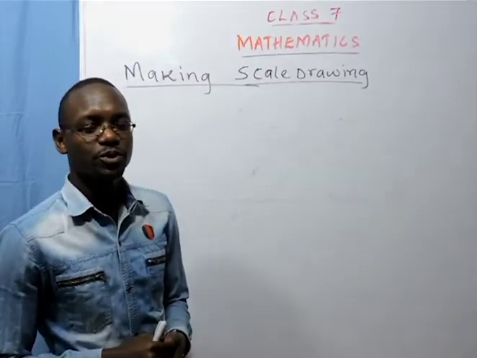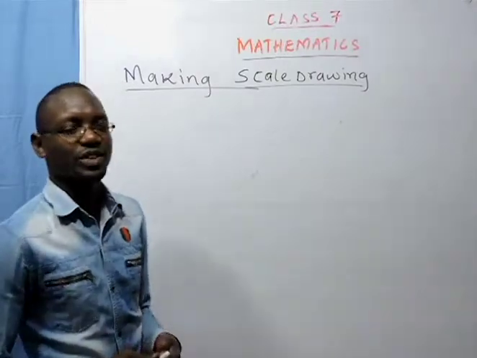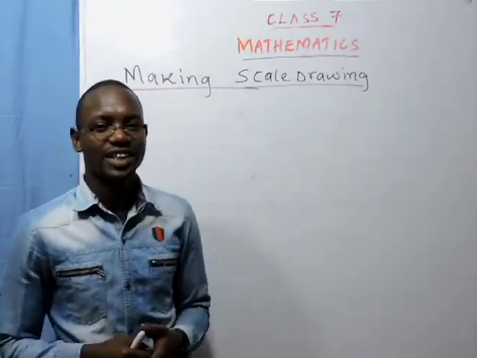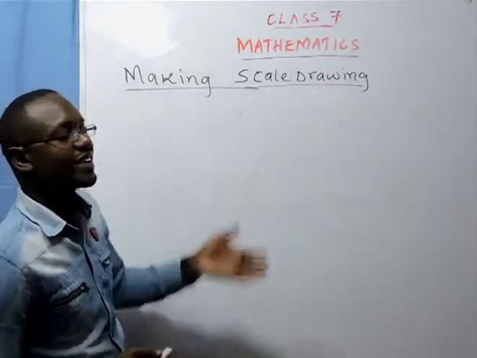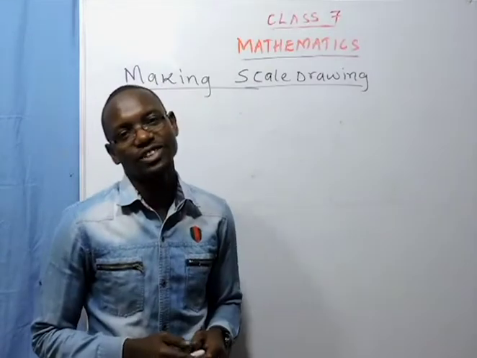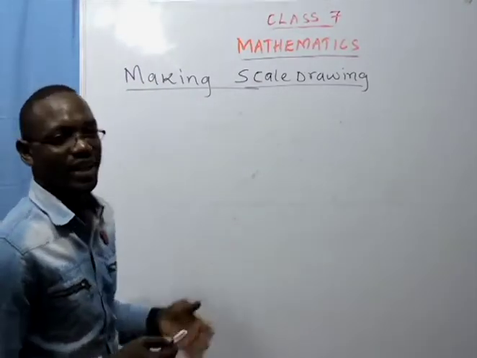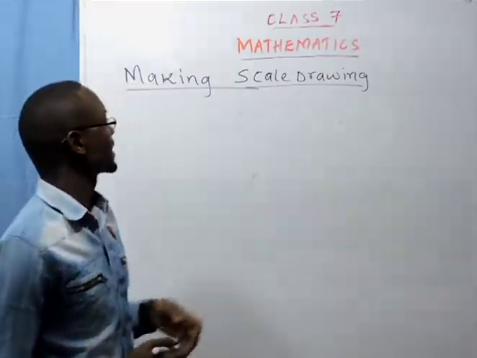Hello class 7 pupils, welcome to today's lesson. We are on the topic scale drawing. We said that scale is a representation of the actual distance to the distance on a map or on a piece of paper. So we looked at scale in linear form, in statement form, and in ratio form. And today I want us to look at scale drawing, how to make scale drawing, or how to work out questions involving making scale drawing.